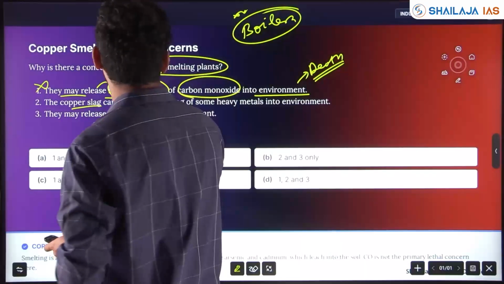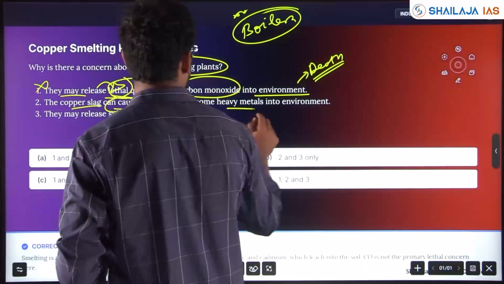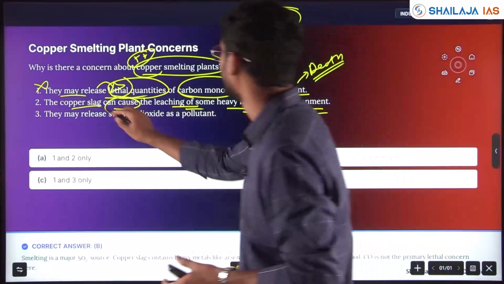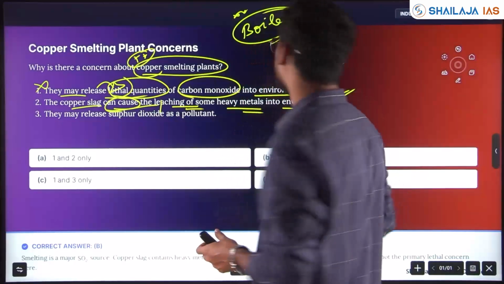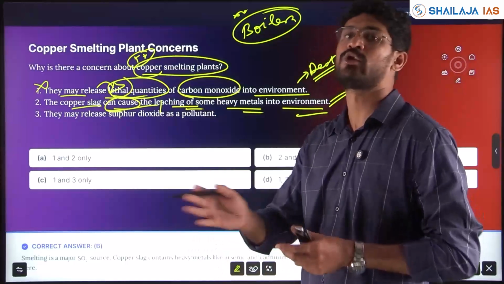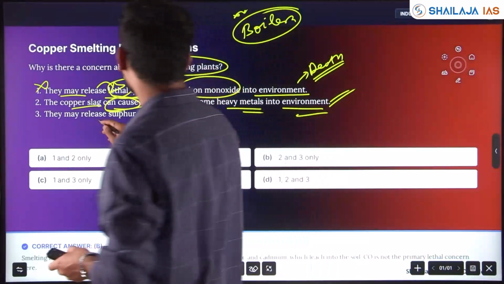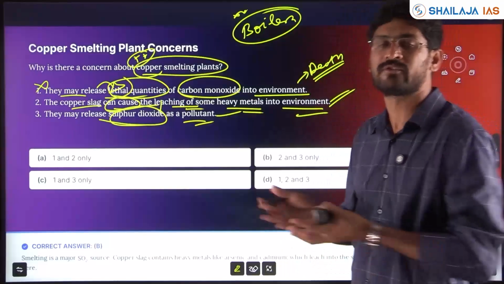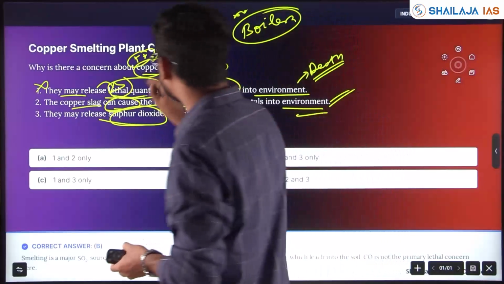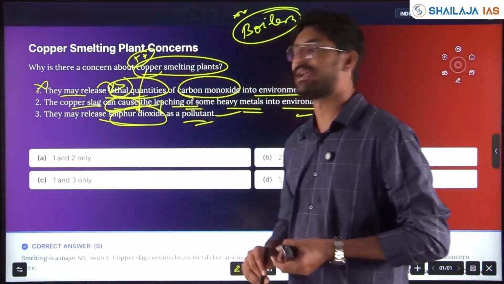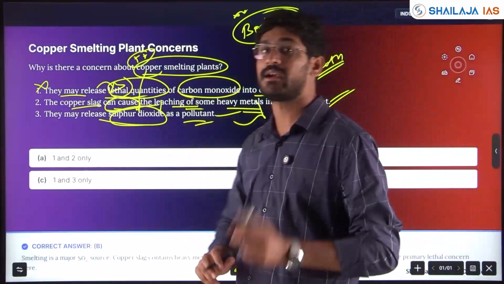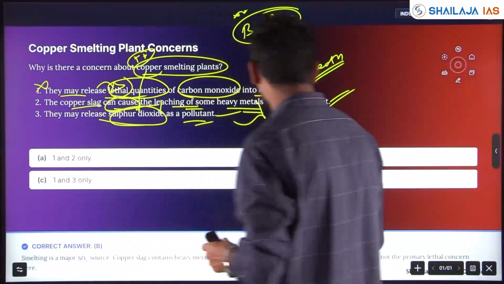The copper slag can cause the leaching of some heavy metals into the environment. Yes, copper slag can leach some heavy metals into the environment. It can go into soil and water bodies. They may release sulfur dioxide as a pollutant. Yes, this is also one of the concepts of copper smelting, where it will release these two important pollutants. So statements 2 and 3 are correct. However, statement 1 is wrong.